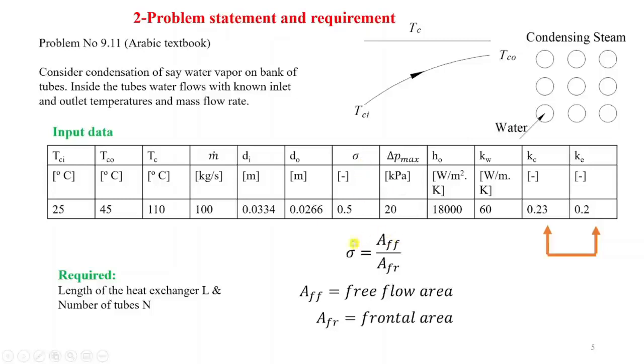Sigma, as we said, is defined as the free flow area divided by the frontal area, and this is the free flow area and the frontal area.